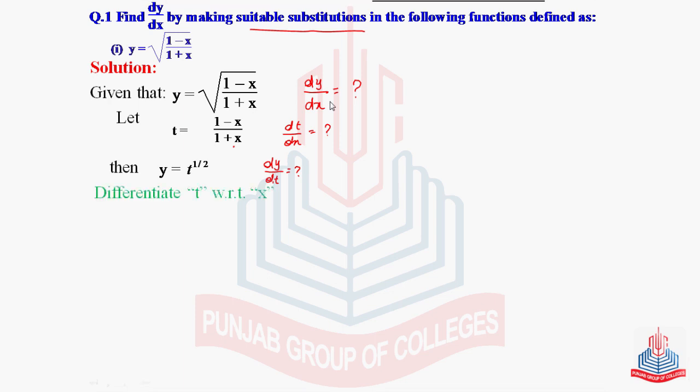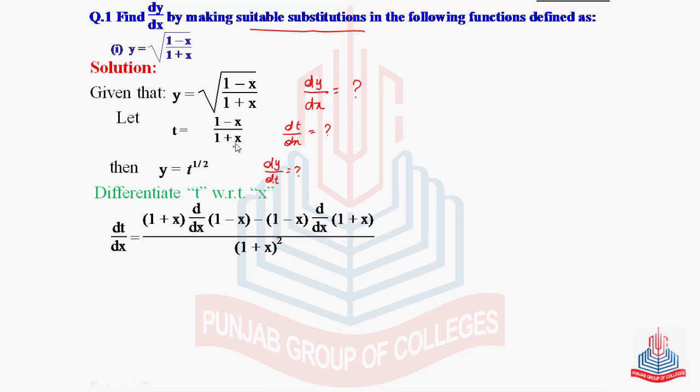T is actually (1 minus x) over (1 plus x). So that will become dt by dx, by using our quotient theorem, as we already solved in exercise 2.3. Applying the quotient theorem here, (1 plus x) whole square in the denominator. This 1 plus x will be as it is, the derivative will apply on 1 minus x, minus (1 minus x), and the derivative will apply on 1 plus x. Now for 1 minus x, the derivative applies on both terms: as 1 is a constant it becomes 0, and the derivative of minus x becomes minus 1.